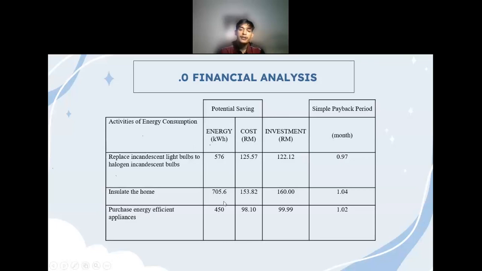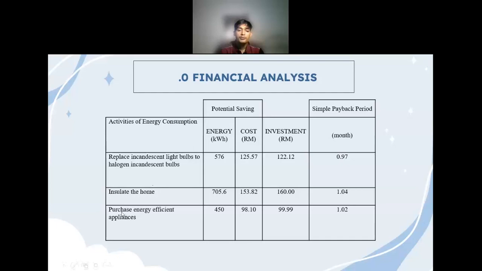The next one is insulate the home. The potential saving of the energy is 705.6 kilowatt per hour, and the cost that can be saved is 158 ringgit 82 cent, and the investment is 160 ringgit, and the simple payback period is 1.04.